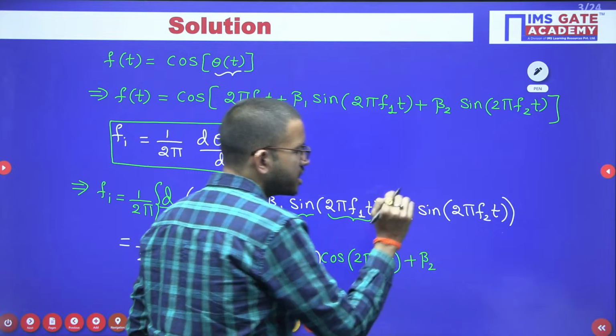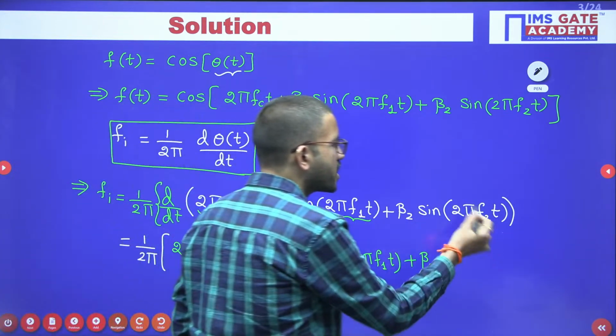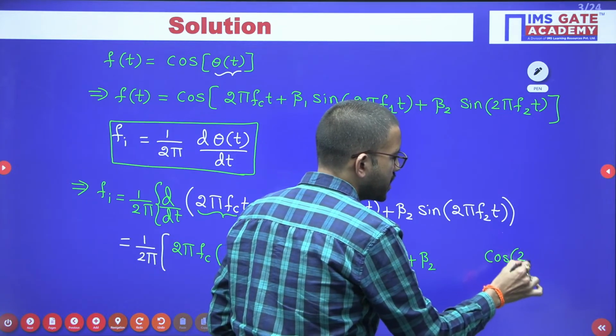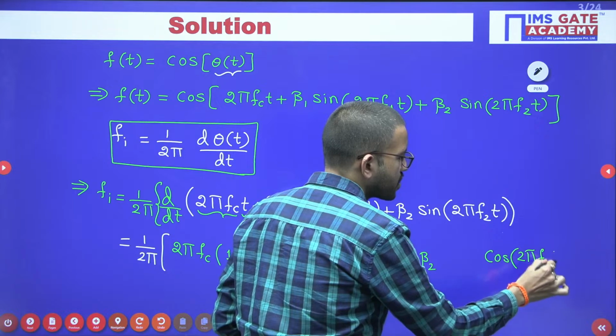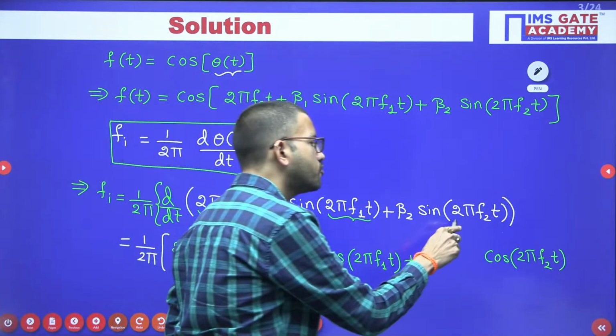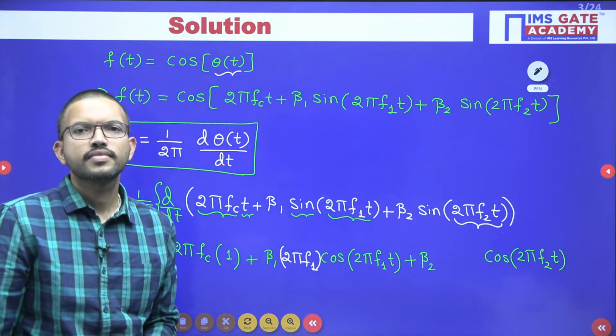Beta 2, you can keep as it is. Derivative of sine is nothing but cos. Cos 2 pi f2t. And now can you tell, if you perform differentiation of this particular term, what you are going to get? All of you please respond.